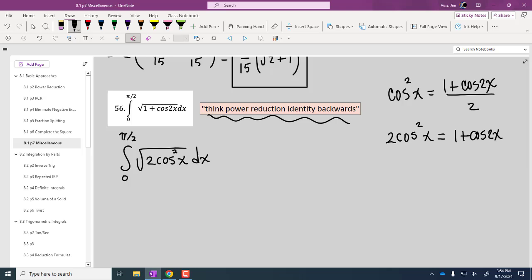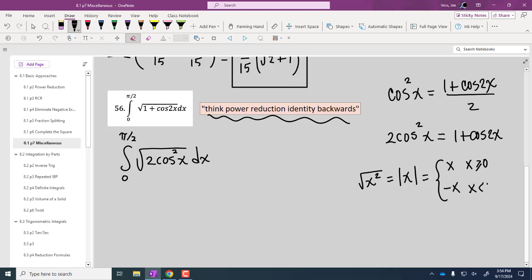And then what's the square root of cosine squared? Cosine, always? Plus or minus cosine. Is the square root of cosine squared always cosine? Absolute value. What is the square root of x squared? Depends, right? This is actually the absolute value of x. It's equal to x if x is positive or 0, and it's negative x if x is negative. Everyone agree? The square root of x squared is absolute x.